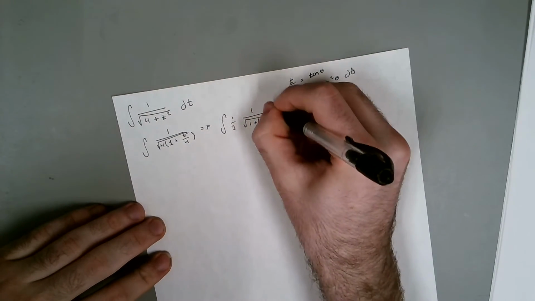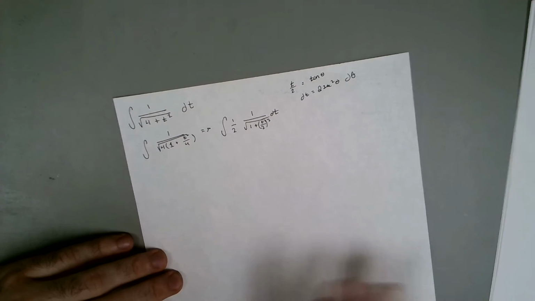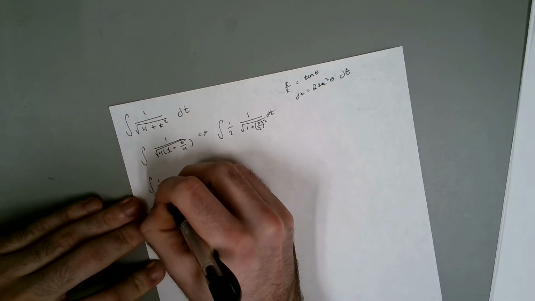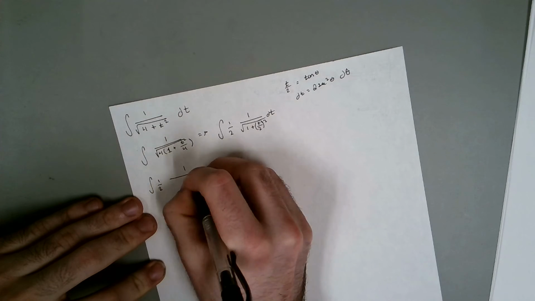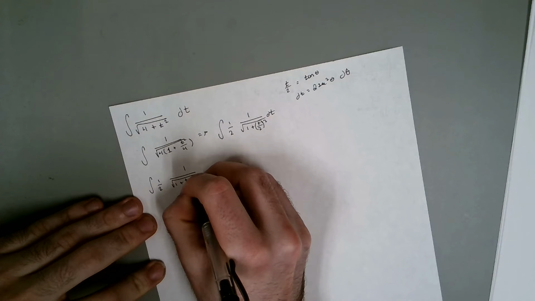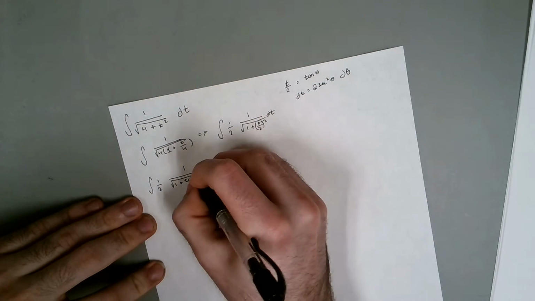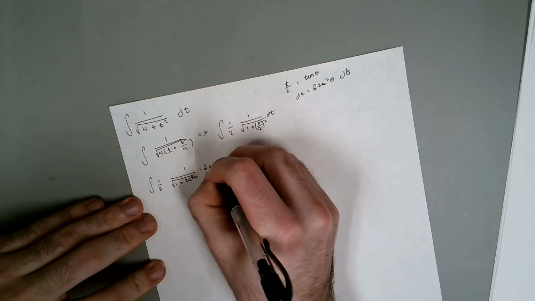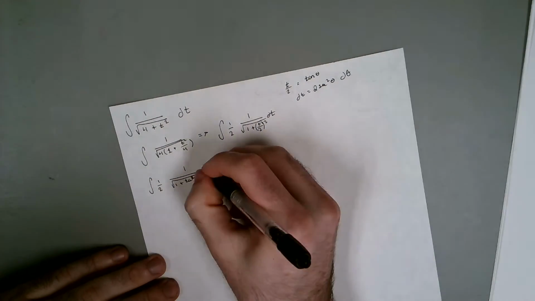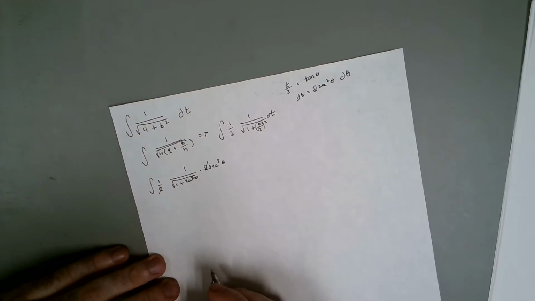And I forgot the dt here. But whenever we make the substitution, we're going to get a 1 over 2, 1 over the square root of 1 plus tangent squared theta times a 2 secant squared theta, right? And our 2's here are actually going to cancel out, so we're going to cancel out those 2's.